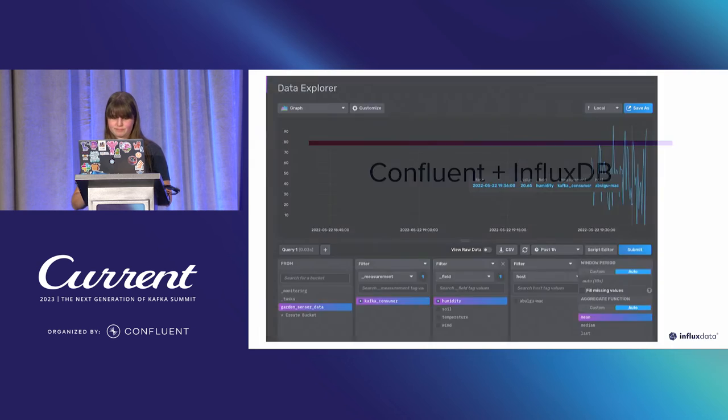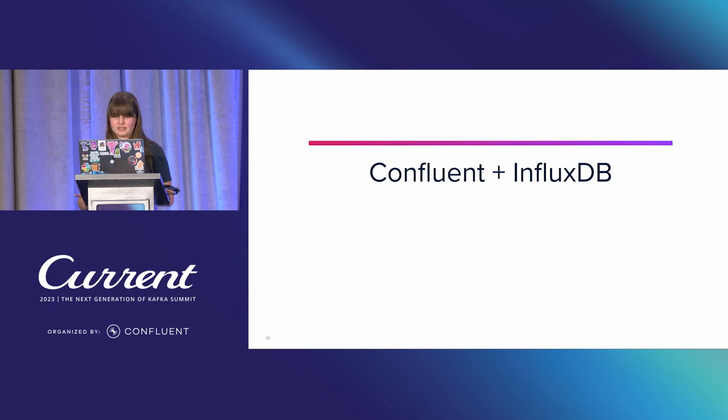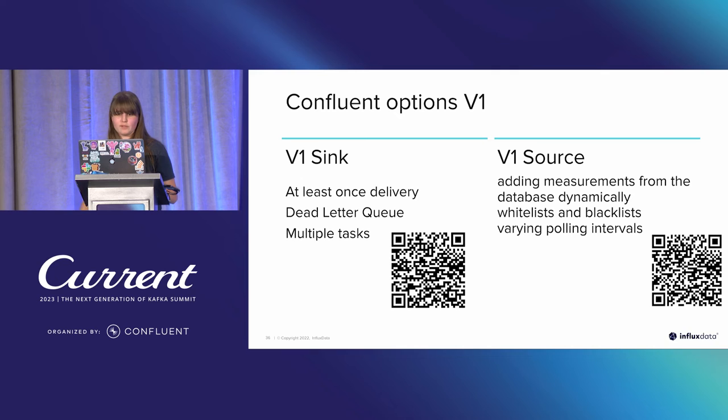It's very fun. So, Confluent and InfluxDB. Confluent has options for our V1, which obviously they don't talk about quite as much nowadays, which is fine. They have a V1 sink and a V1 source.